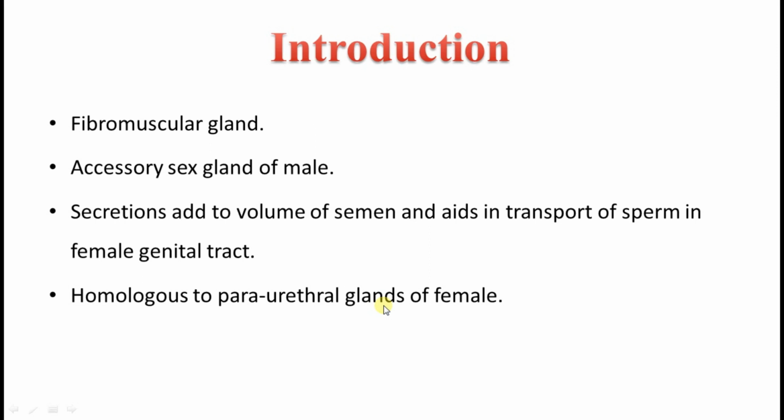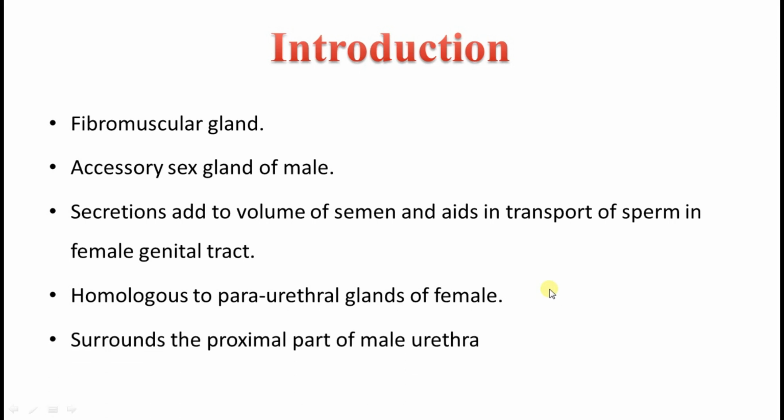It is homologous to the paraurethral glands of the female. The corresponding glands in females are the paraurethral glands, which are situated on either side of the urethra, in the membranous part of the urethra. In males, the prostate gland surrounds the commencement of the male urethra. That is why the proximal part of the urethra is called the prostatic part of urethra. We discussed the urethra in the last class along with the urinary bladder, both the male and the female urethra.